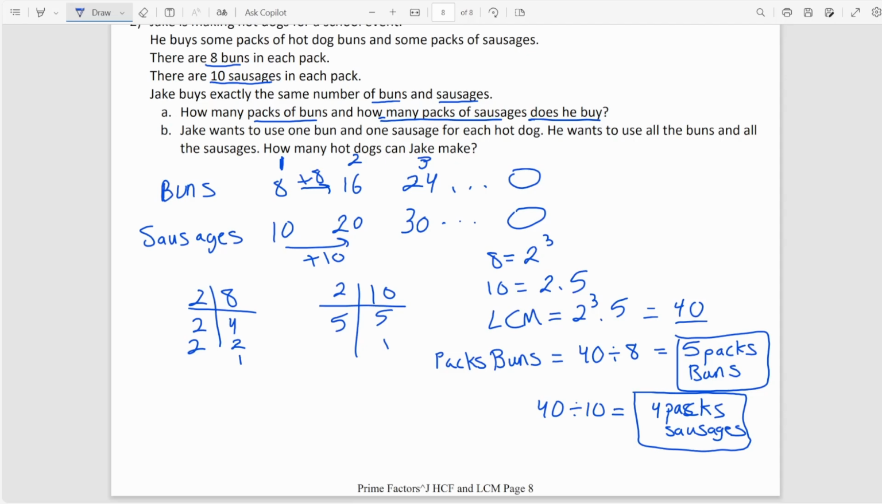All right, so part B, kind of running out of space over here. Now, Jake wants to use 1 bun and 1 sausage for each hot dog. He wants to use all the buns and all the sausages. How many hot dogs can Jake make? Now, this is fairly easy. It's just a direct answer, which is 40 hot dogs. It's quite intuitive. You have 40 buns and 40 sausages, so you're going to make 40 hot dogs, because each 1 bun will go with each 1 sausage.